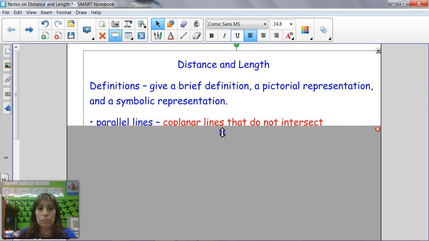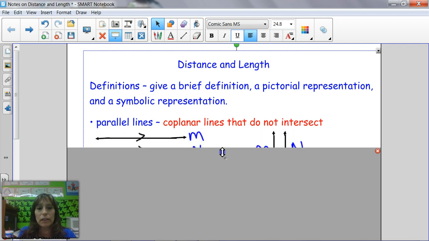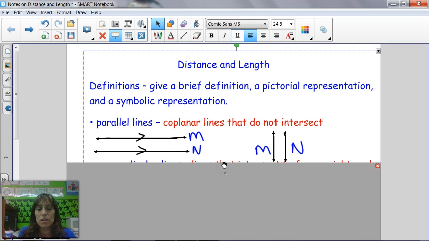Okay, so let's go. Parallel lines are coplanar lines that do not intersect. Think about the fact that coplanar means it's on the same plane, and they're going to be two lines that never cross each other. Most people think of a railroad track or something like that. Here's what it looks like as an example.